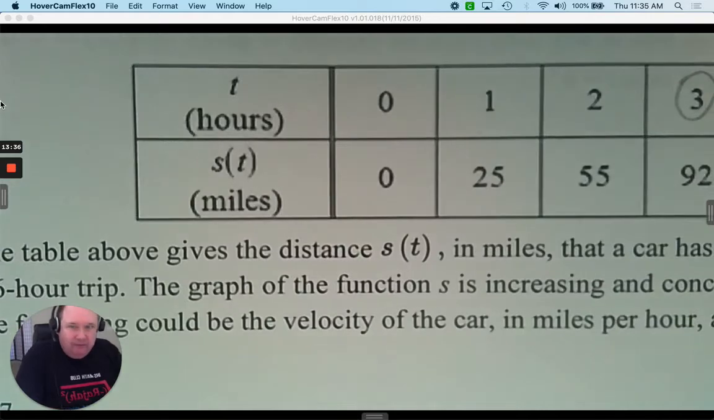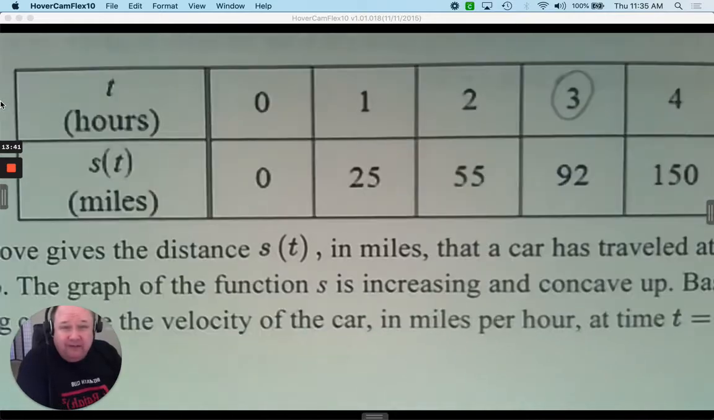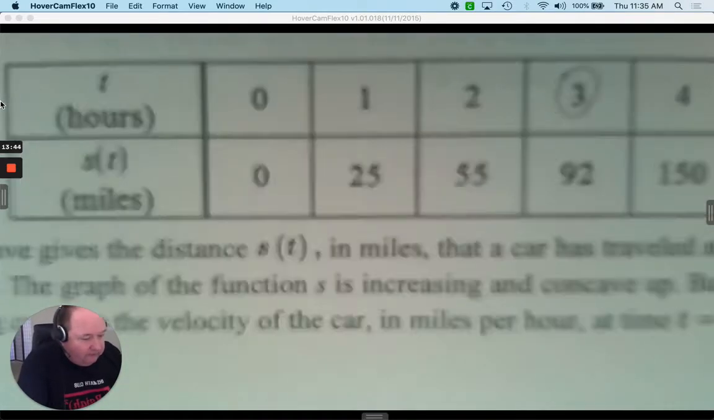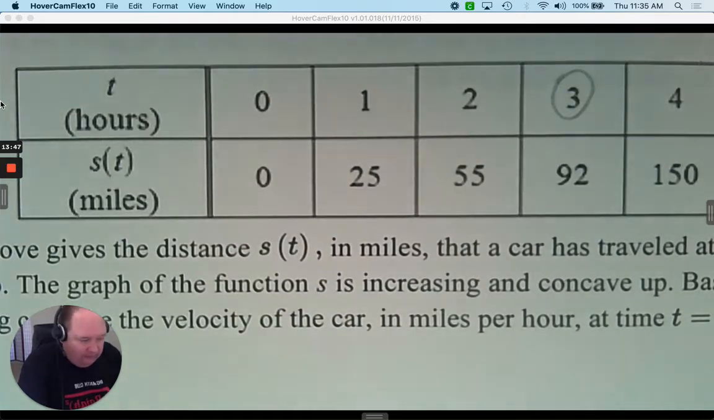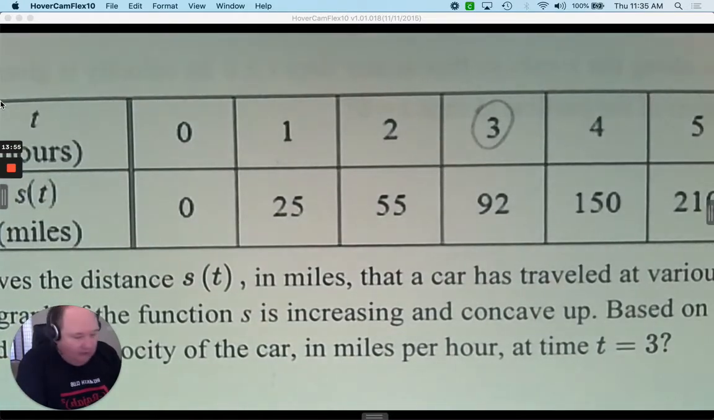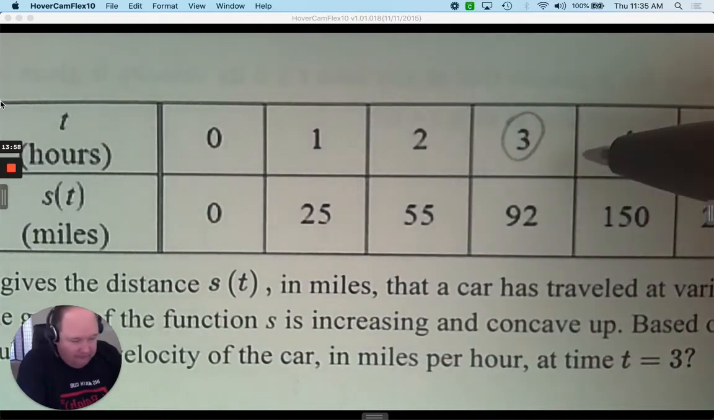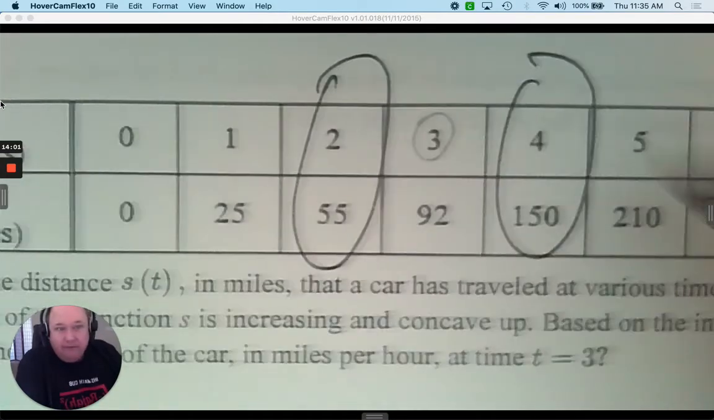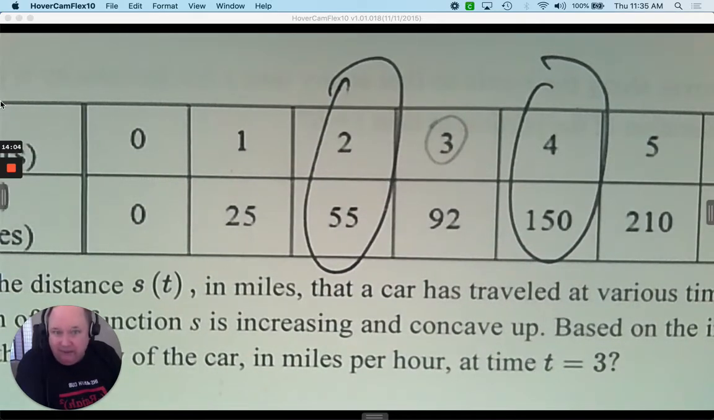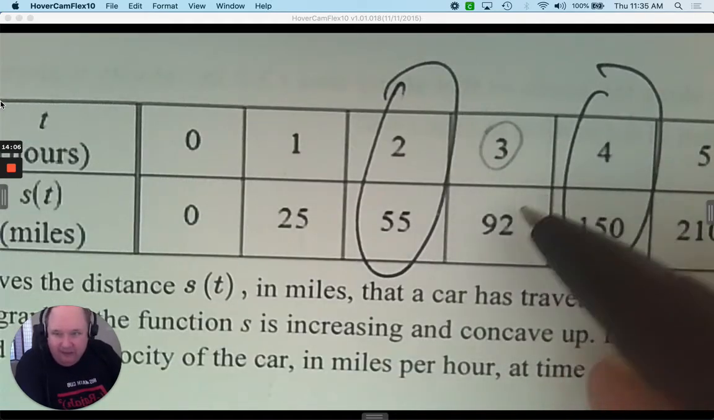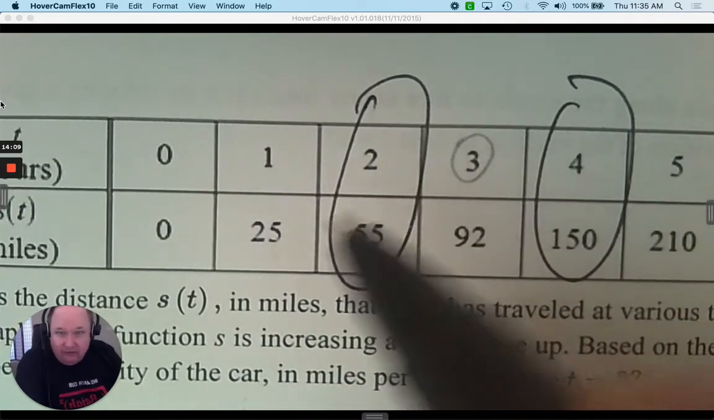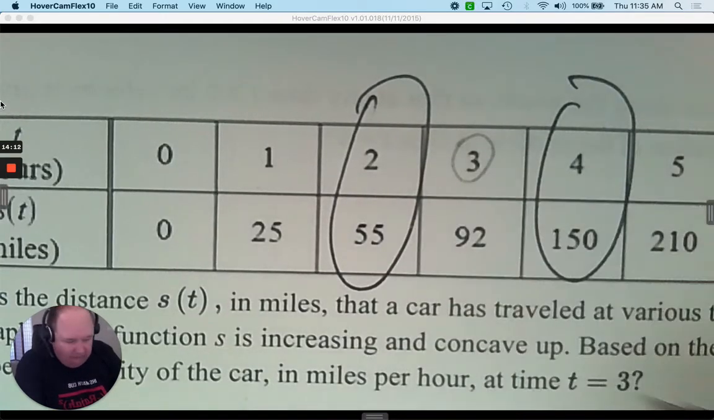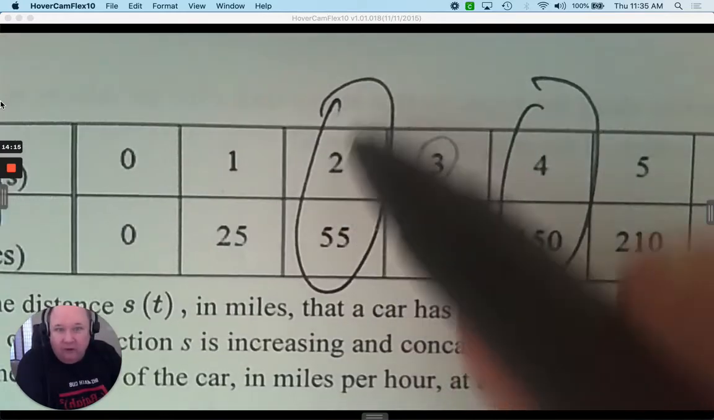All right, the table above gives the distance in miles that a car has traveled. So this is a position in terms of time. During a 6-hour trip, the graph of the function is increasing and concave up. Based on the information, which of the following could be the velocity of the car at 3? So velocity is slope, right? It is the derivative. So if I find the slope around 3, that would give me an approximate answer. If I don't know anything about velocity, velocity is the slope between 2 points of the position. So we're going to go in front and behind.